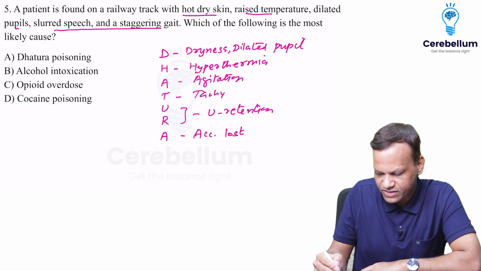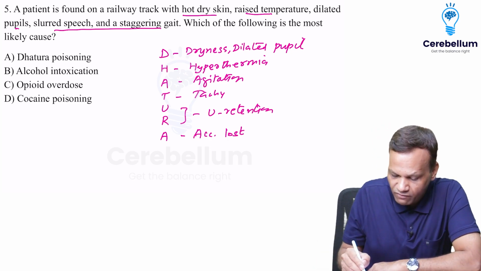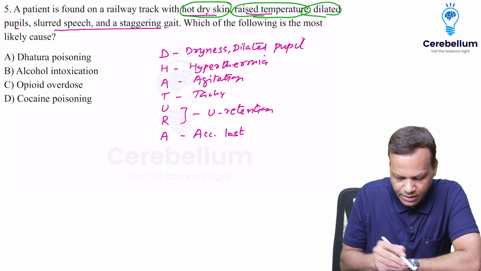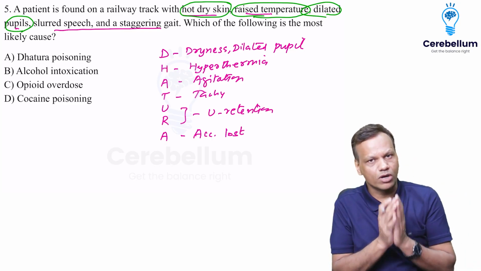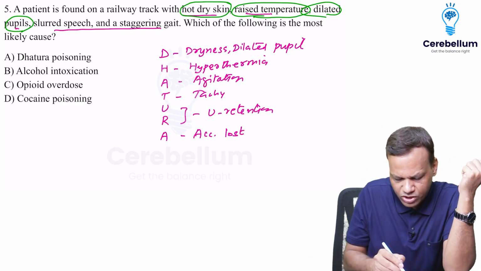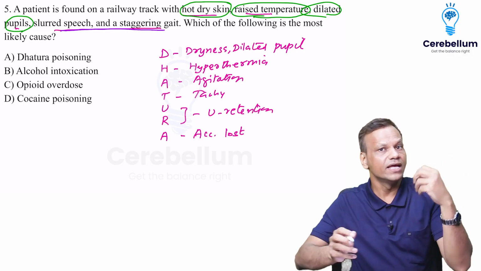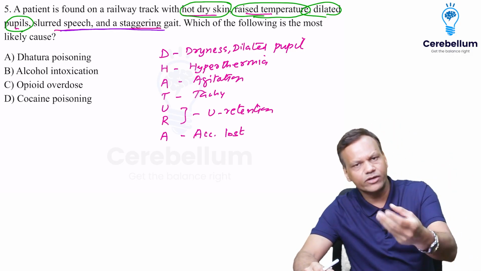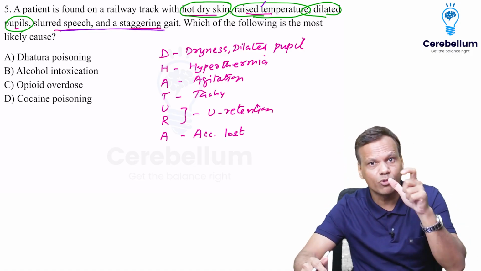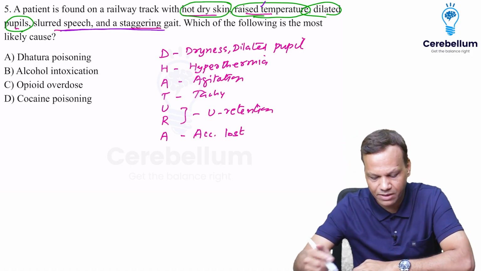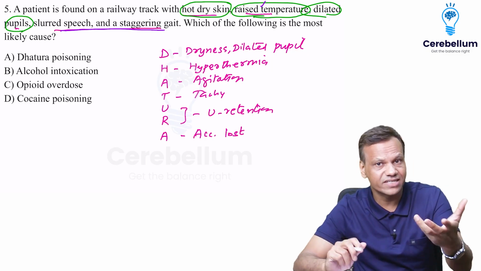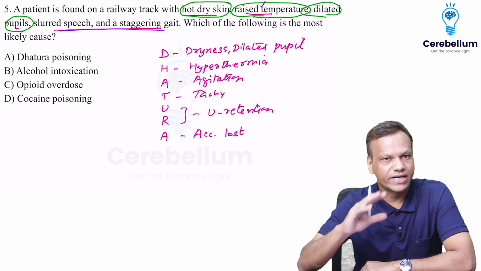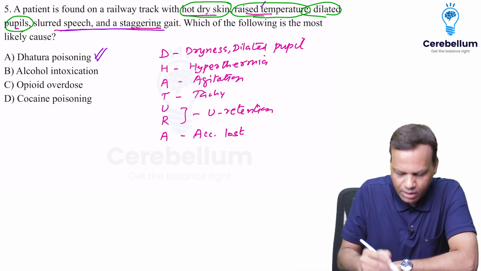So what are the features which are suggesting this? We have hot, dry skin, dryness is there, hyperthermia is there, dilated pupil is there. So all these point to Dhatura poisoning. Now do not get confused with slurred speech and staggering gait. They can be seen in alcohol intoxication, but in alcohol intoxication there is typically hypothermia. There will not be hyperthermia. There is no hot, dry skin in alcoholism, and dilated pupil is also usually not seen. So it is a typical case of Dhatura poisoning.